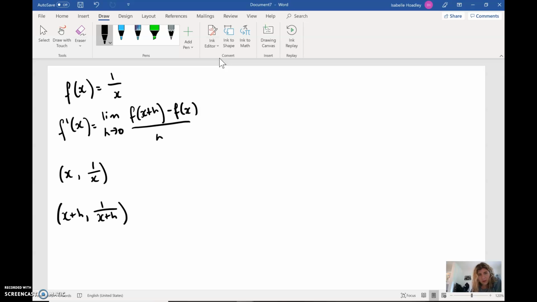Alright, from here we can just sub this into our equation. So f dash of x equals the limit as h approaches 0. Now f of x plus h is 1 over x plus h minus f of x, which is 1 over x, and that's all divided by h. Now I hate the look of that when you've got the double fractions. That never looks nice. It makes it way more confusing than what it needs to be. So I'm just going to rearrange it so it looks a little bit better.